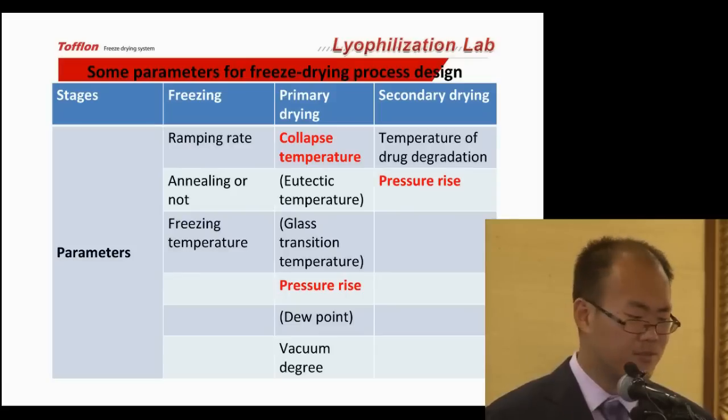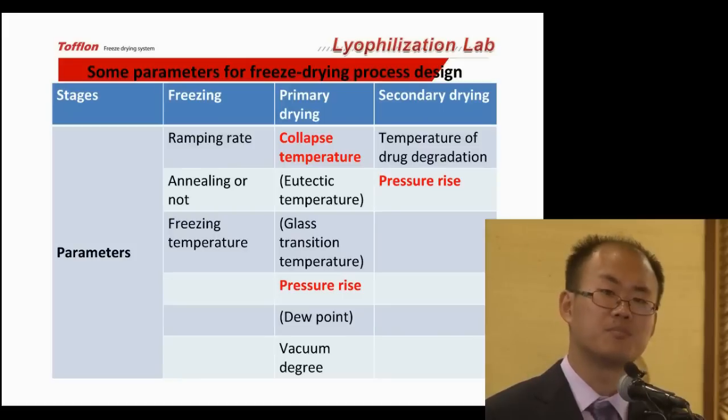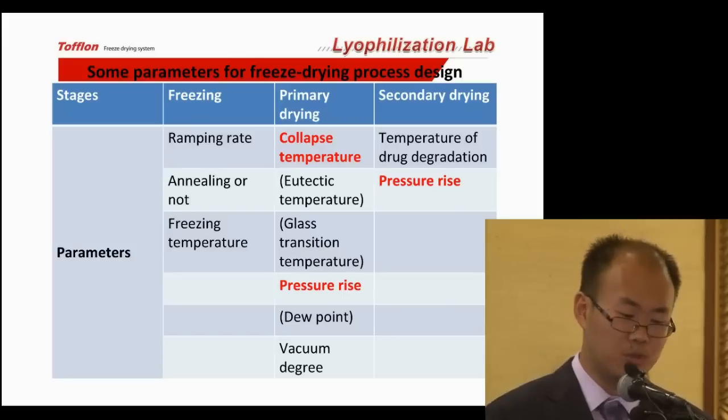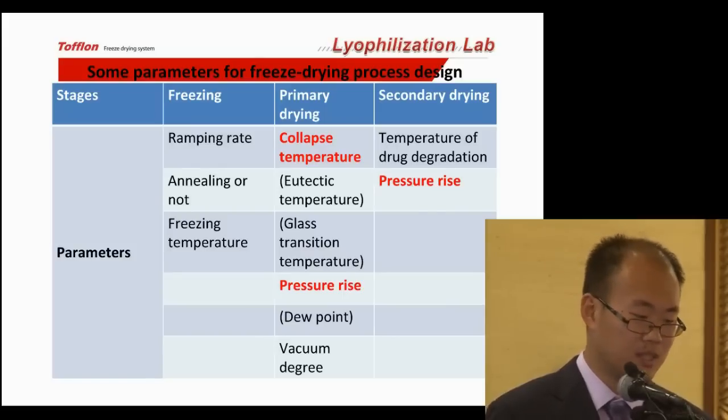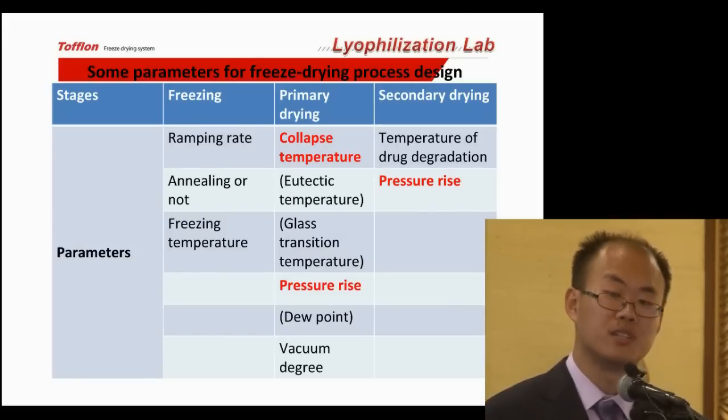And the third one is the freezing temperature. If the freezing temperature is not proper, we can't get a good freeze drying cycle. So the three parameters are important, but they are not the most important. The most important parameters are included in the primary drying and secondary drying, as shown in this table.